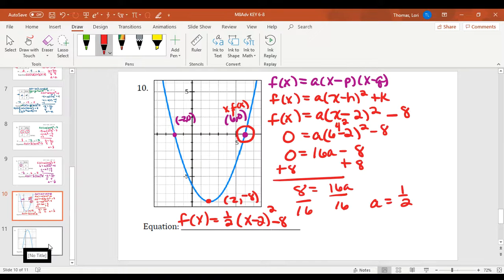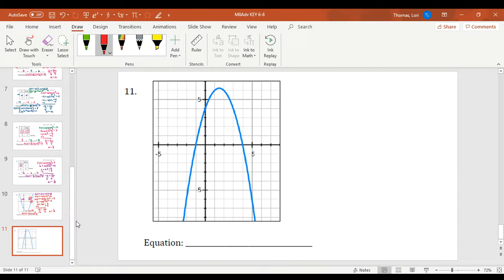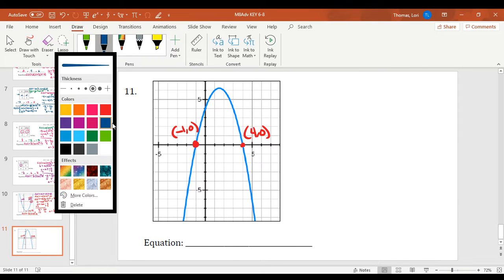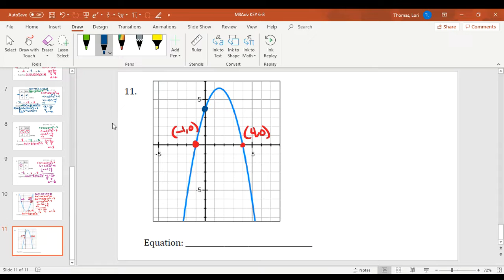Okay, number 11. See, on this one, if you notice, look real closely, my vertex is not on any integers. It's going to be a rational number. So I'm not going to use vertex form. So we do know my two roots, -1, 0 and 4, 0. Another point that we can use is the y-intercept. So this is 0, 4. So we're going to use factor form.